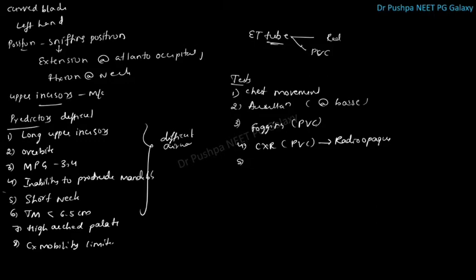And the gold standard method is capnography. In capnography, we will estimate the expired carbon dioxide. So usually it will be around 35 to 45 mmHg. We will estimate the carbon dioxide.